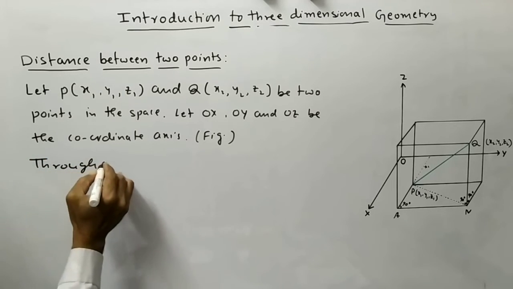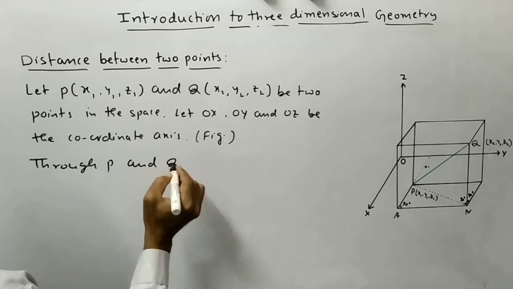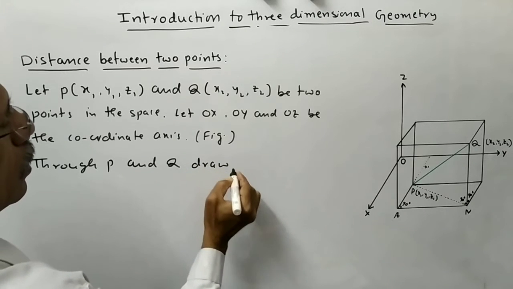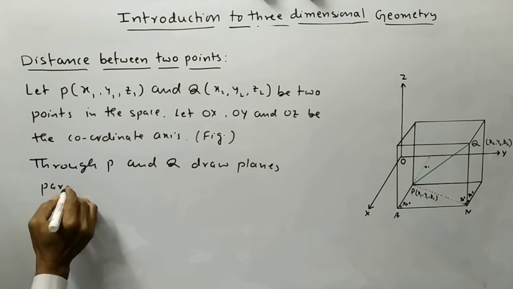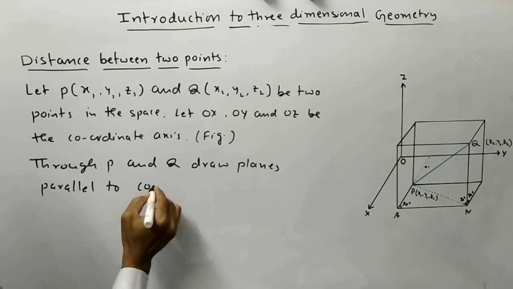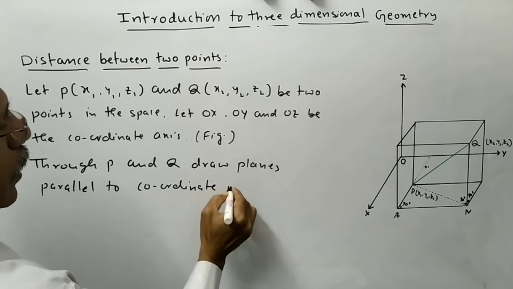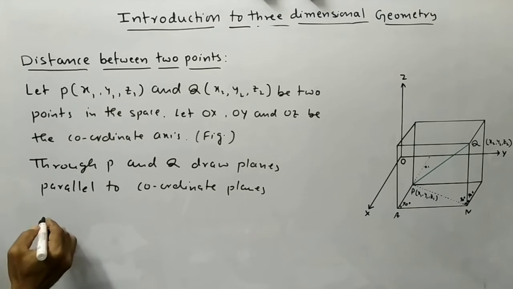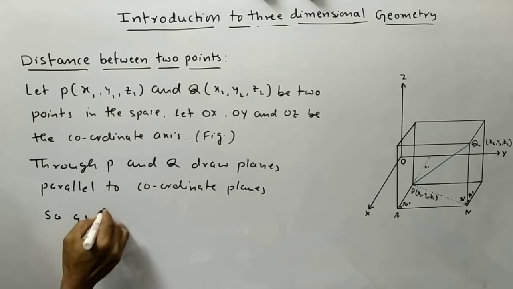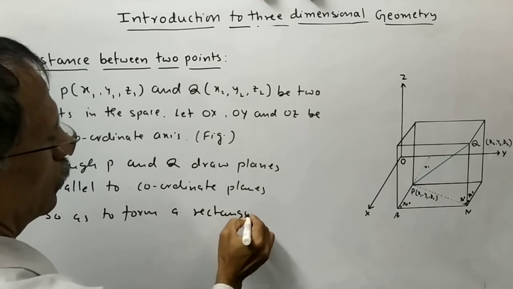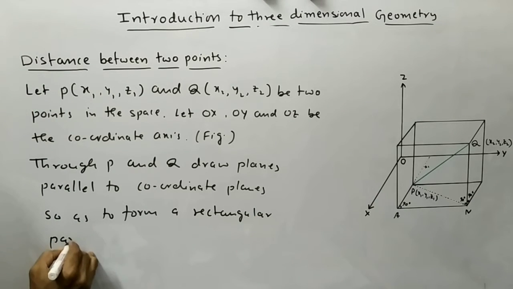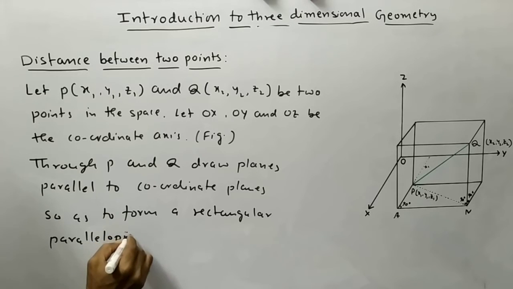Through P and Q, draw planes parallel to the coordinate planes so as to form a rectangular parallelepiped. This is what we can call a parallelepiped.